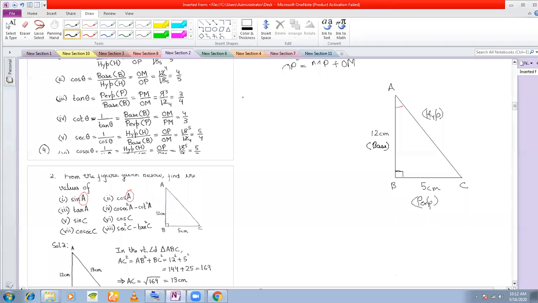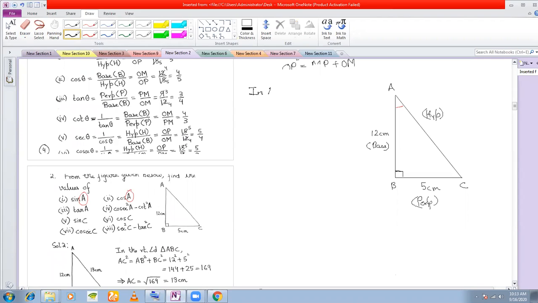The first one, sin A, is perpendicular by hypotenuse. So here in this case, BC is my perpendicular, and hypotenuse is AC. So BC by AC, the length of BC is 5 centimeter. And before that, what I forgot was to calculate the length of the hypotenuse. So let us calculate the length of the hypotenuse first, then I will calculate the ratios. How will you calculate the length of the hypotenuse? By Pythagoras theorem once again.